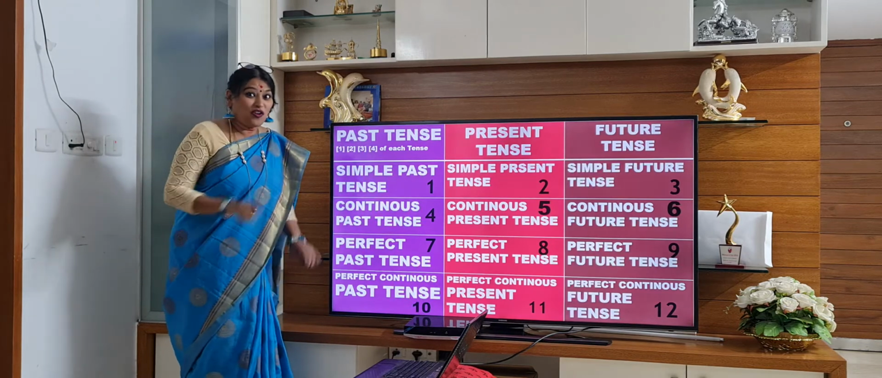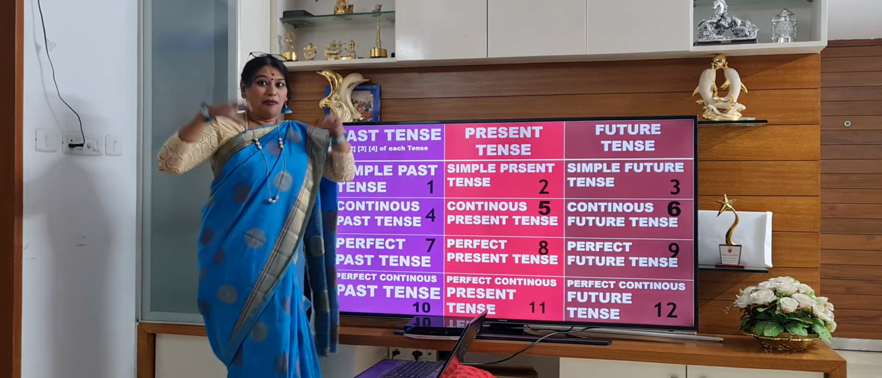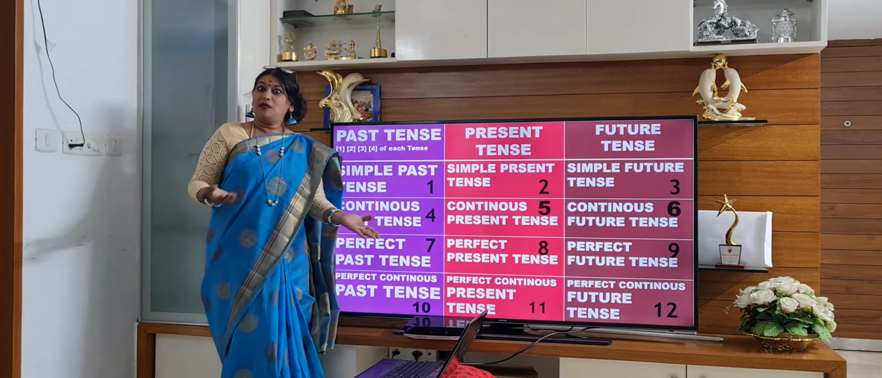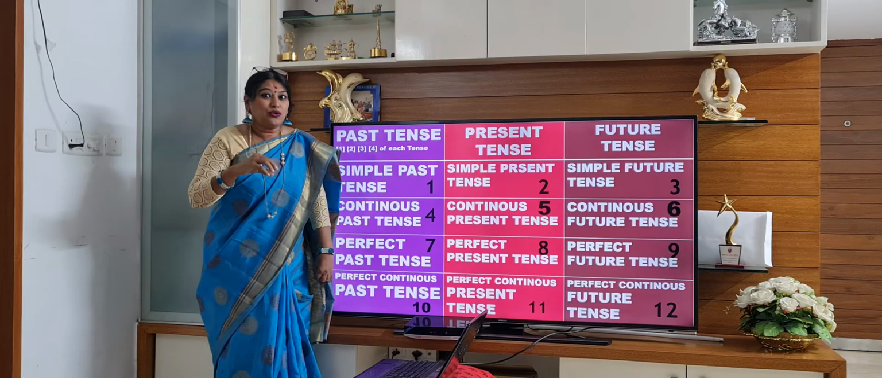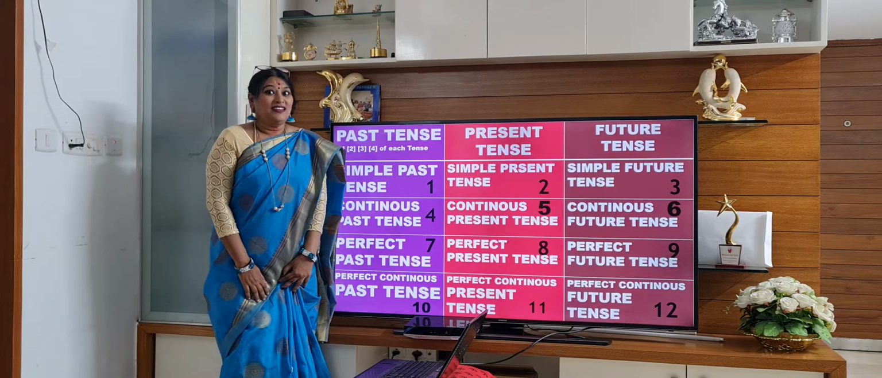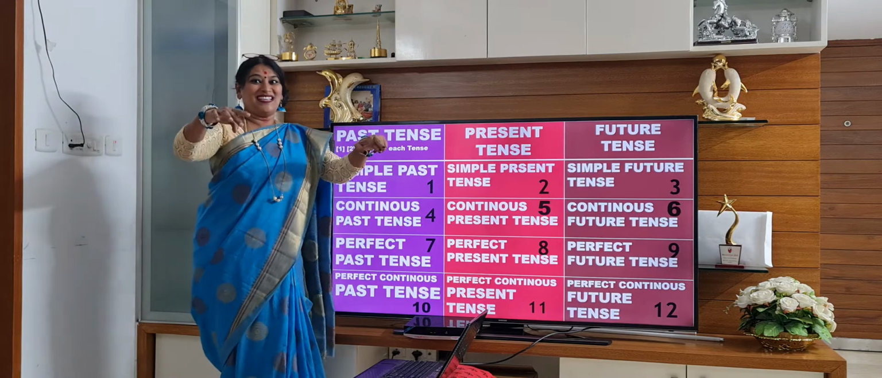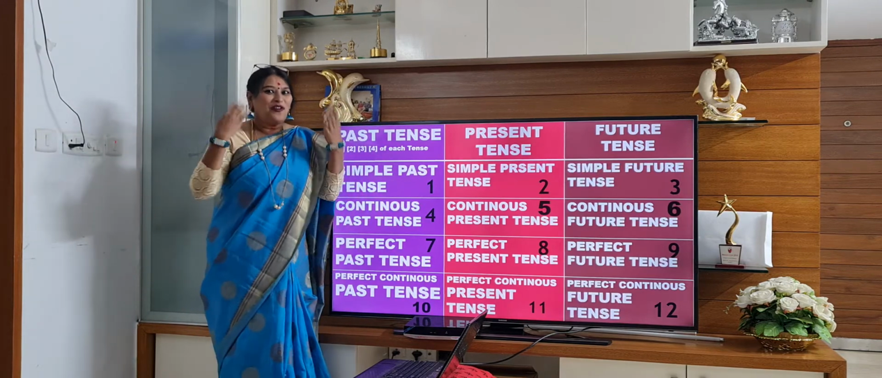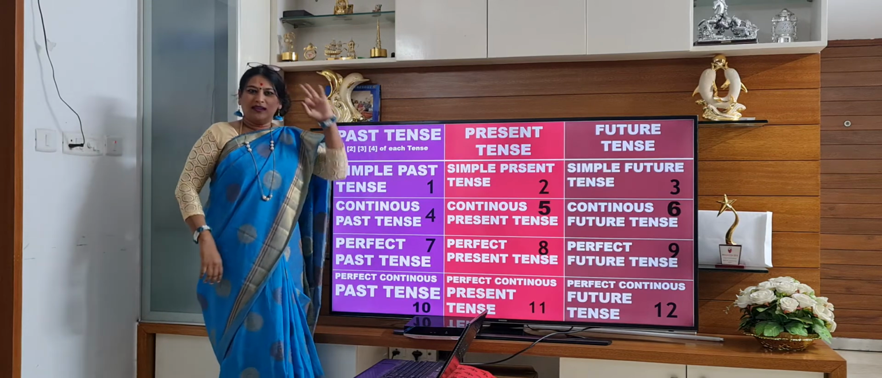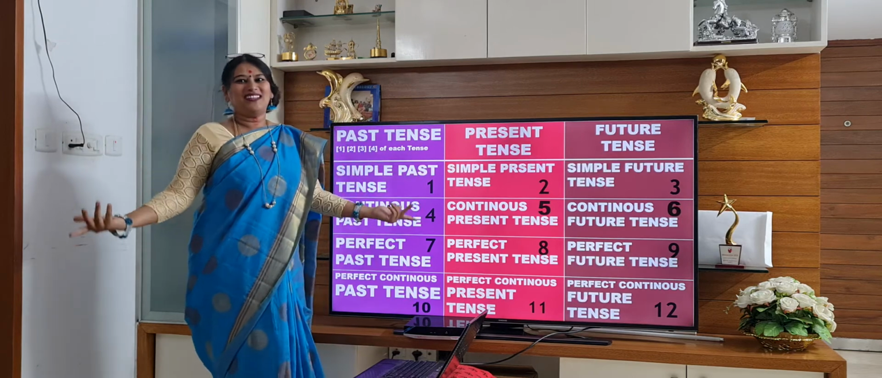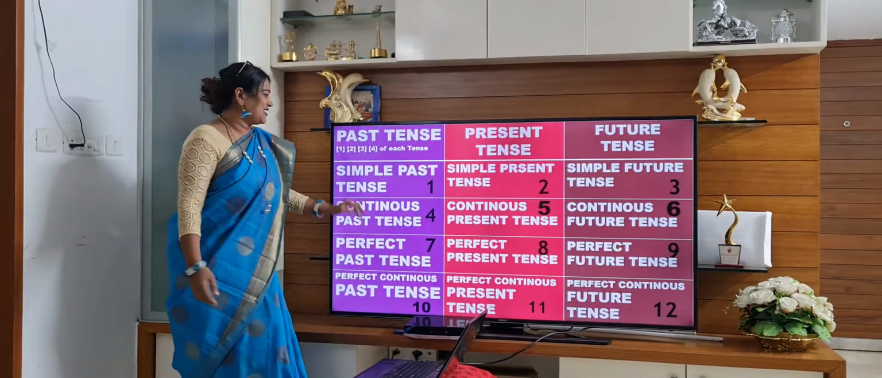What you have to remember? Monkey on the bus. The bus has how many wheels? 4 wheels. First wheel, simple. Second wheel, continuous. Third wheel, perfect. Fourth wheel, what's the fourth wheel? Perfect continuous. Sorted. All 12 finished.